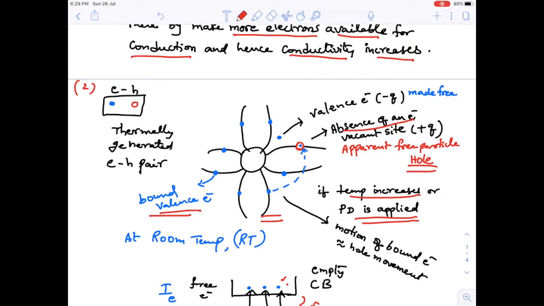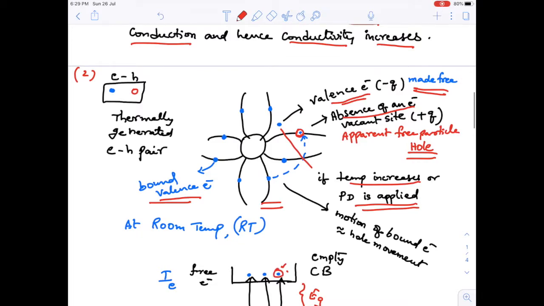Now, because there is a breaking up of a covalent bond, this electron reaching the conduction band becomes free. Any electron which reaches the conduction band becomes free. Therefore, it is an electron which is made free. This tightly bound electron is made free by breaking this covalent bond. Therefore, there is a hole created. That hole is the absence of an electron, a vacant site created. An electron has a negative charge, therefore the absence of an electron has a positive charge. So it is an apparent free particle called a hole.